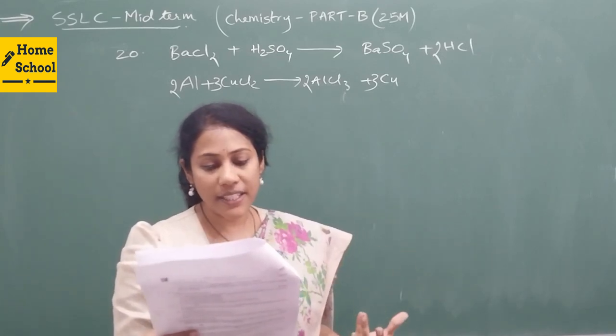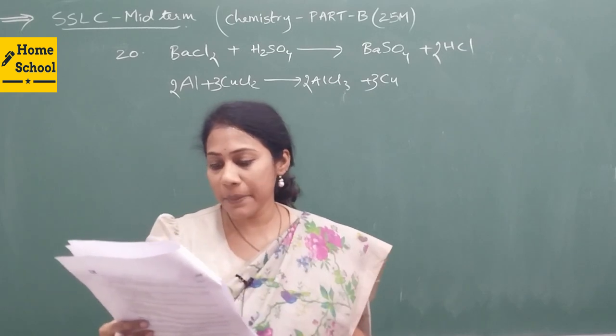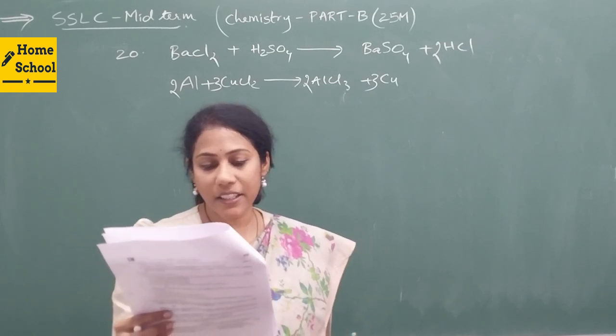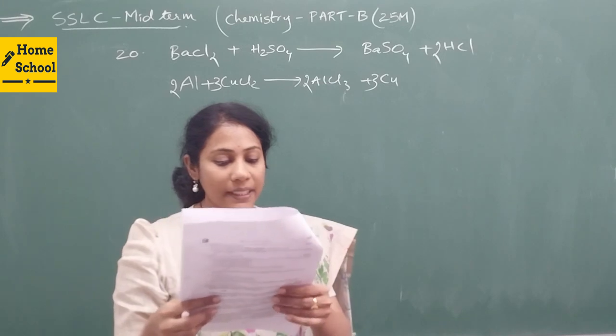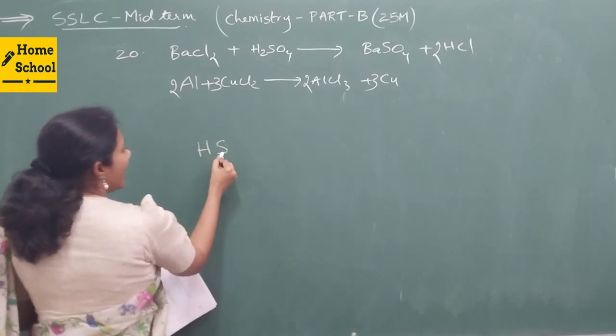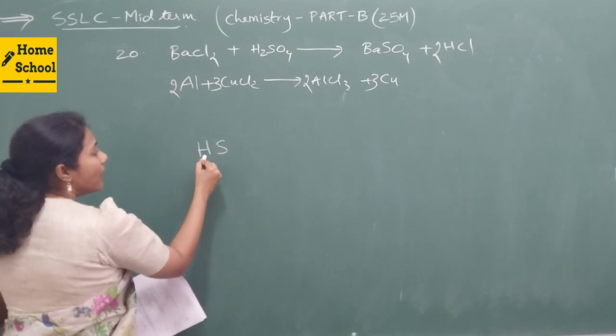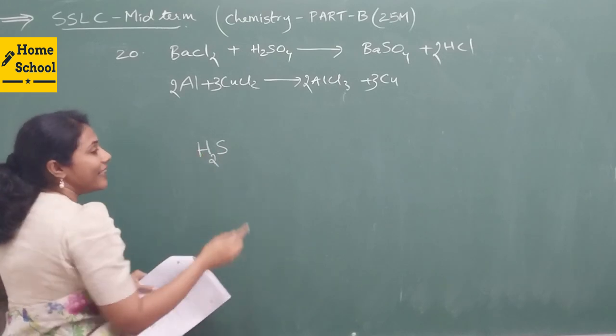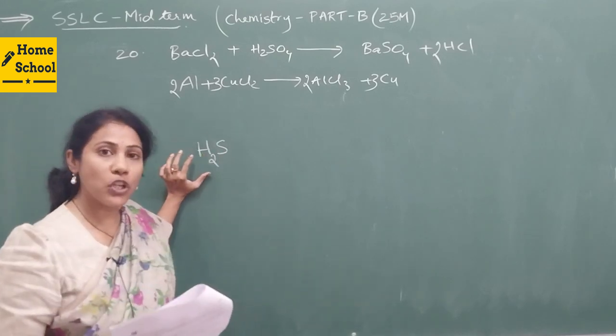And the OR question is there: translate the following statements into a chemical equation and balance the equation. What is the statement they gave? Hydrogen sulfide gas. Valency of sulfur is 2, valency of hydrogen is 1. Any formula you should write based on valency.